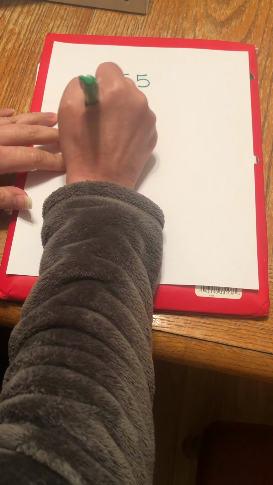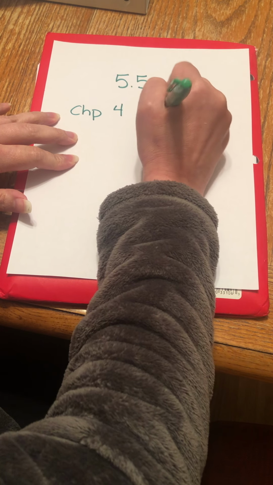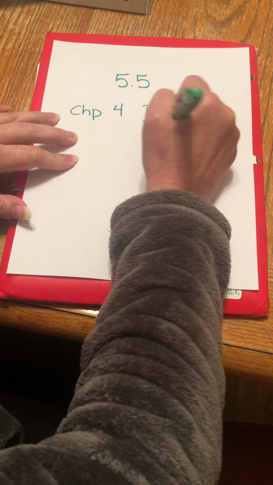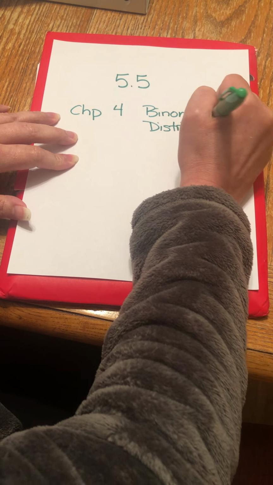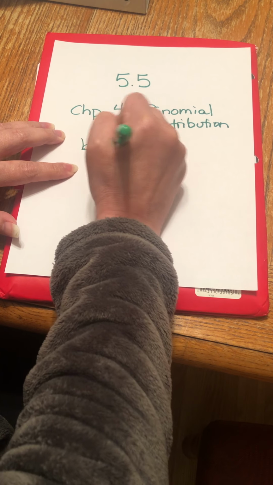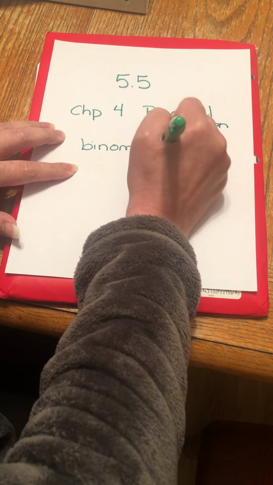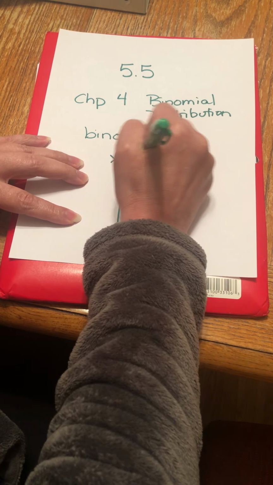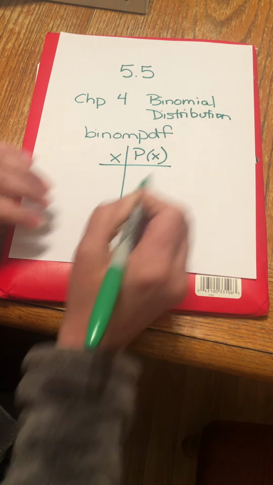In this section, we are actually going to go back to the last chapter, chapter 4. In chapter 4, we learned something called binomial distributions. In that chapter, you learned how to use a button called Binom PDF, and you used that button to fill out a chart, and we had X and we had P of X.